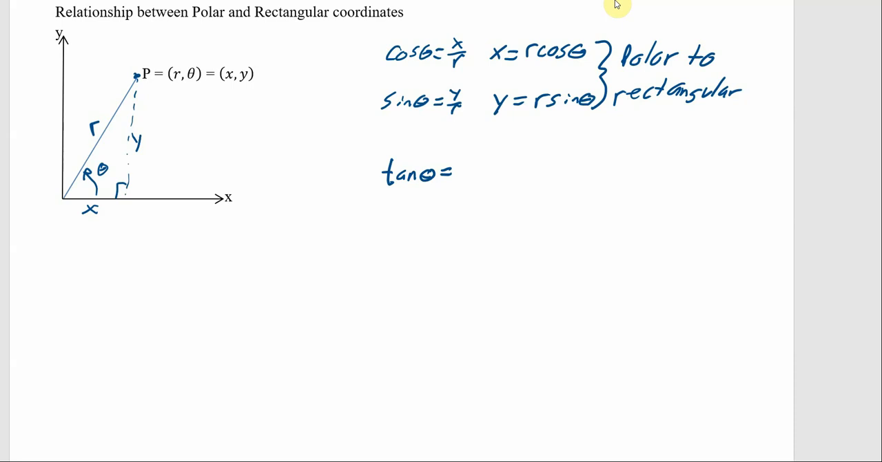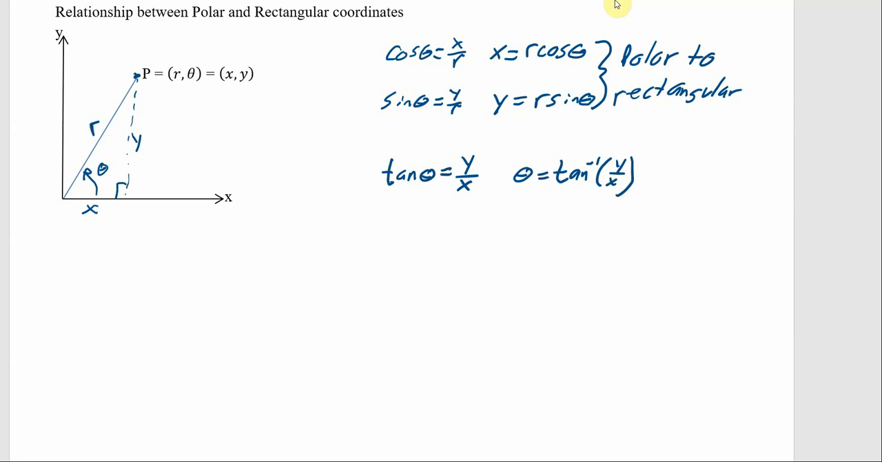All right, we also know the tangent of theta is equal to y over x. And this one I'm going to do differently. I'm going to take the inverse tangent of both sides. So that's going to give me that theta is equal to the inverse tan of y over x.